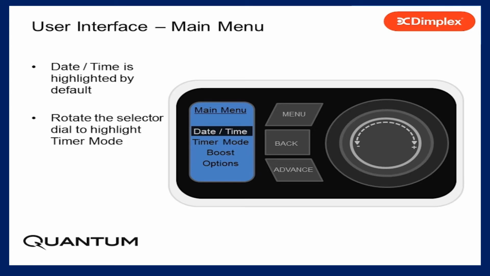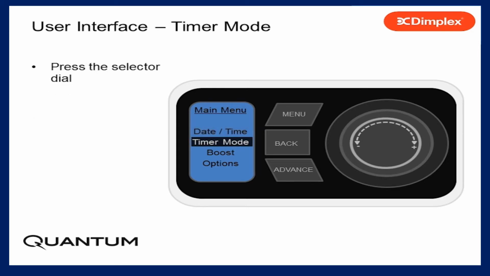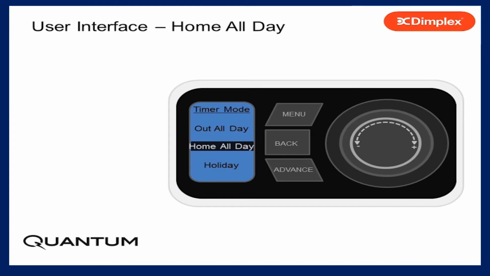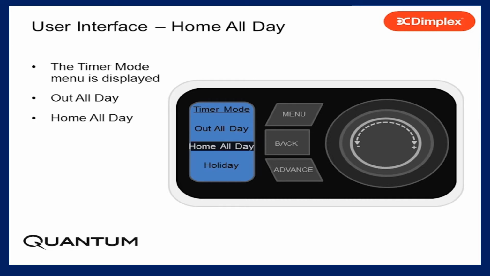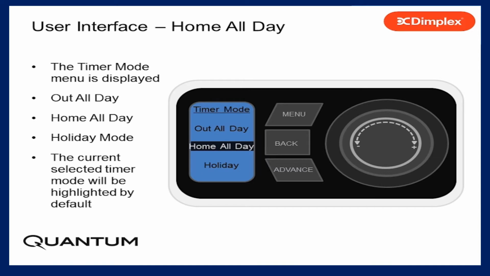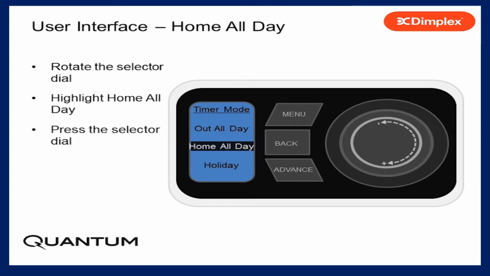Rotate the selector dial to highlight the timer mode. Press the selector dial to access the timer mode. The timer mode menu is displayed: out all day, home all day, and holiday mode. The current selected timer mode will be highlighted by default. Rotate the selector dial and highlight home all day if not already highlighted, and press the selector dial.